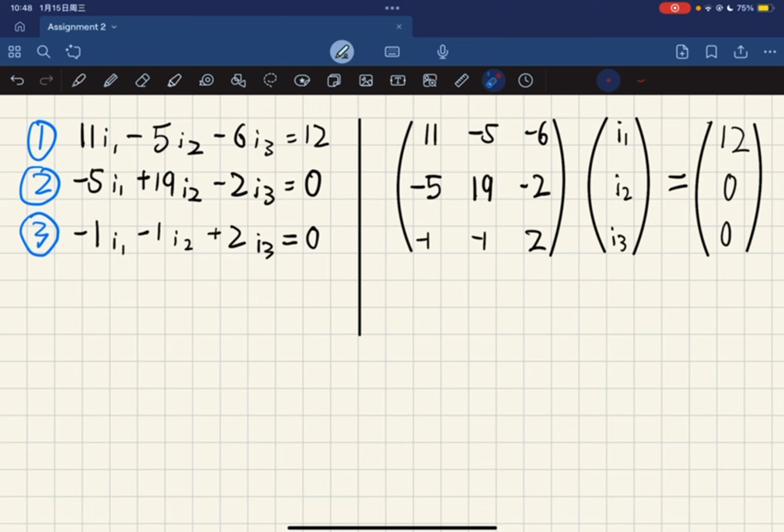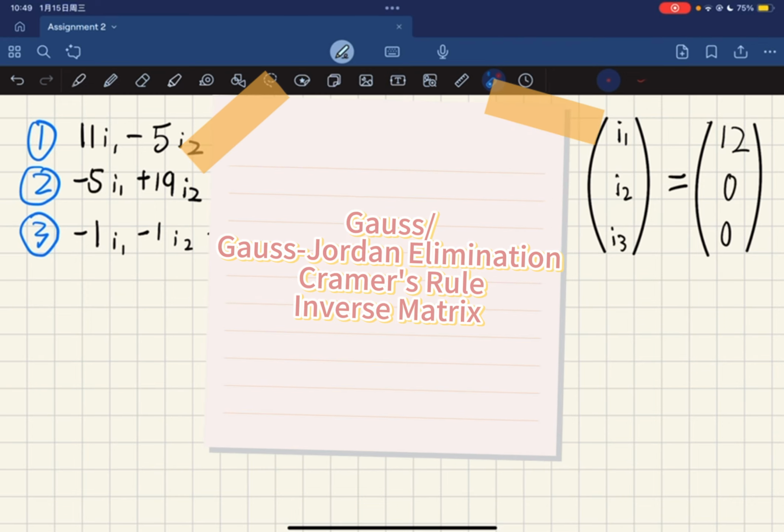From here on out, we'll have 4 different methods to solve these simultaneous equations: Gauss method, Gauss-Jordan, inverse matrix, and Cramer's rule.